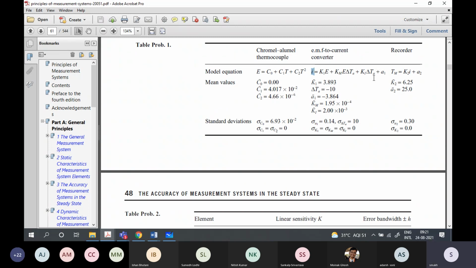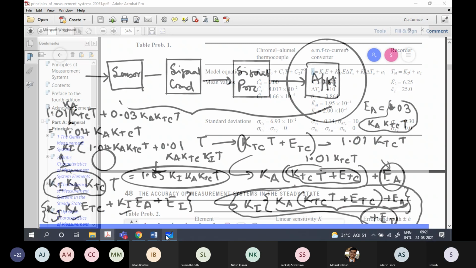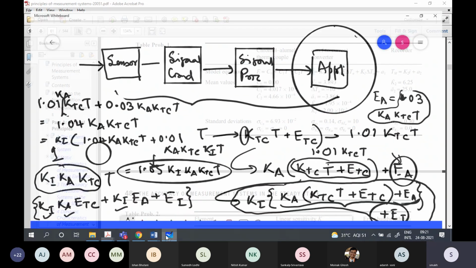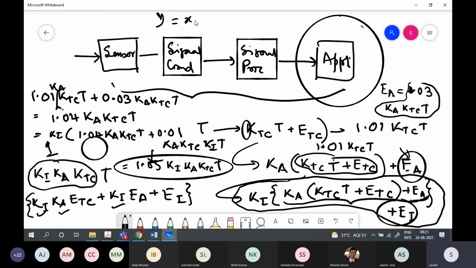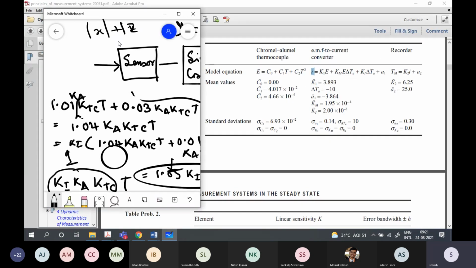So typically, you take the magnitude of each one of the terms and you add them. So if y is equal to x plus z plus w, then in terms of worst case error, what is the worst case magnitude of y? It is mod x plus mod z plus mod w, right? So like that.